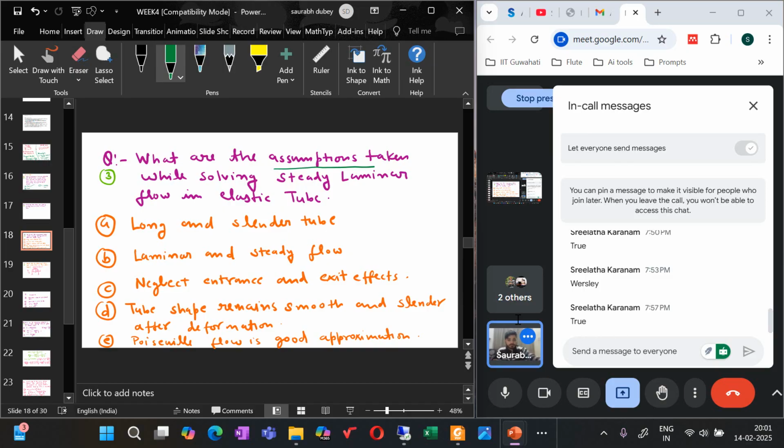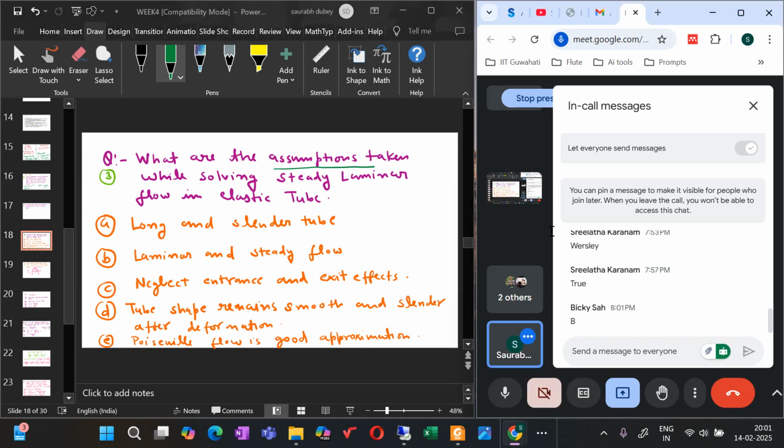Anyone, please? So A, B, C, D, E, five options are there. So which option is correct? I am saying more than one option could be correct. So not only one option you have to say. If there are four options correct, that could also be the case. Because I am asking here, what are the assumptions? So all the assumptions you have to look at. You are free to reattempt and modify your answers, whatever you have put in.